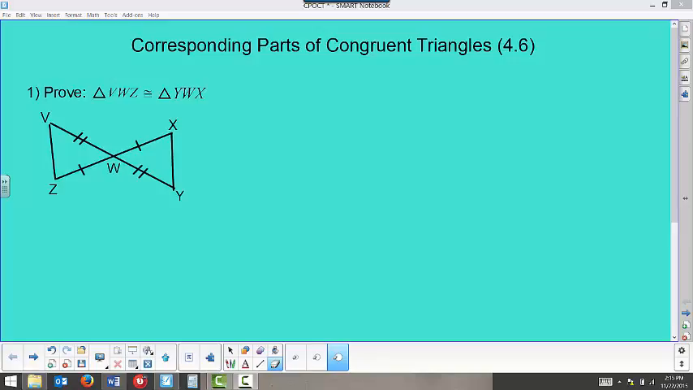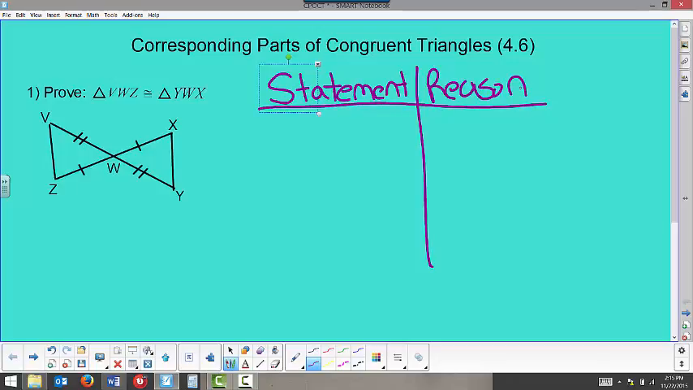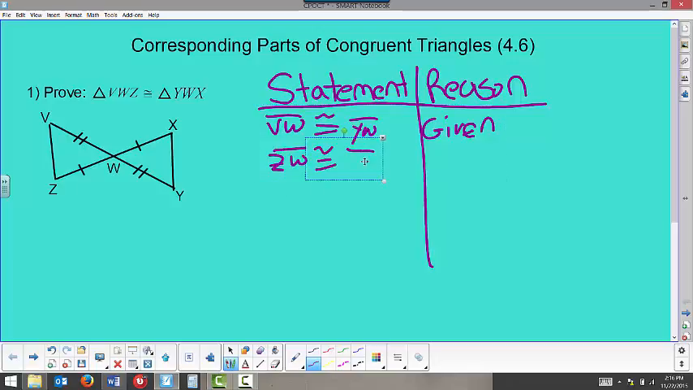So just looking at this one, we're just going to do a statement reason proof. I'm pretty confident that you guys can write sentences from a statement reason proof on your own. So for this one, we're just going to write the statement reason proof together. If I start with my chart, I can start with what's given, and on this one it's a little different how they give you the information. They're giving you the information by marking the figure. So we can say that VW is congruent to YW. That's given. And we can also say that ZW is congruent to XW. That's also given.